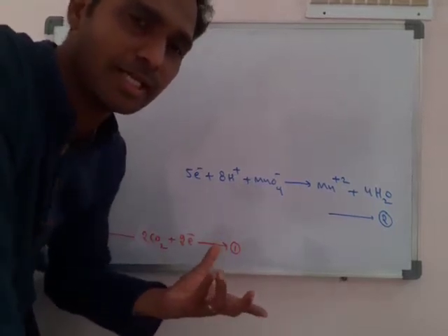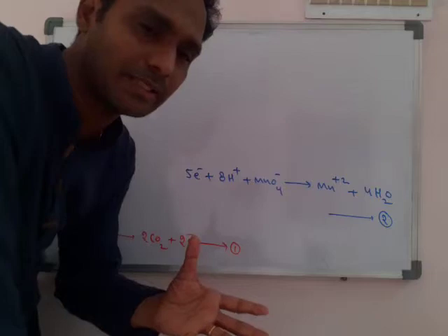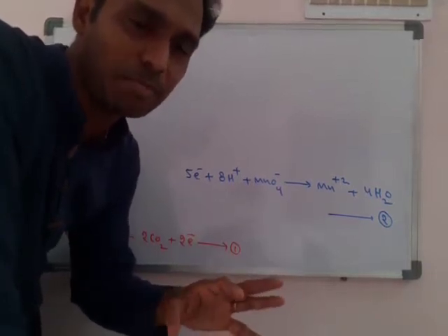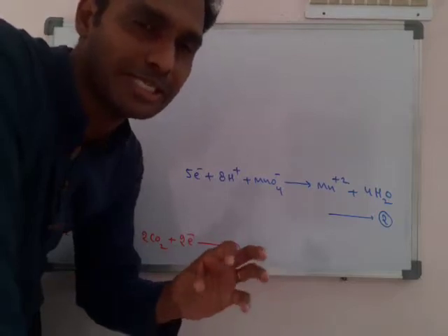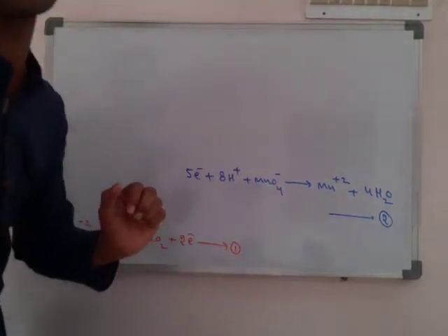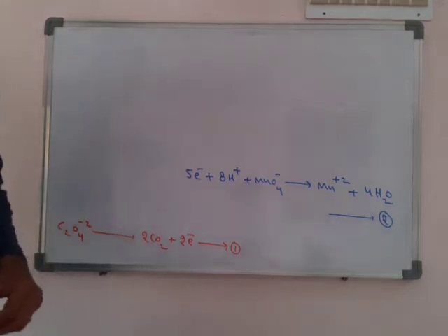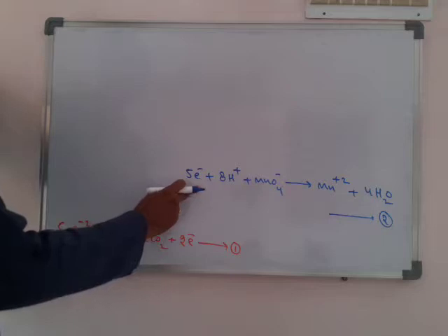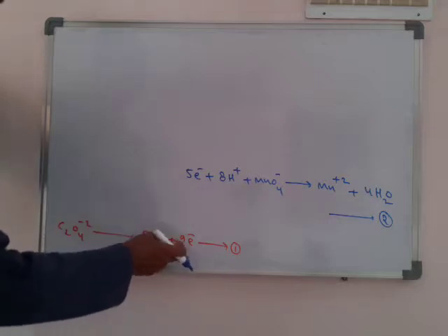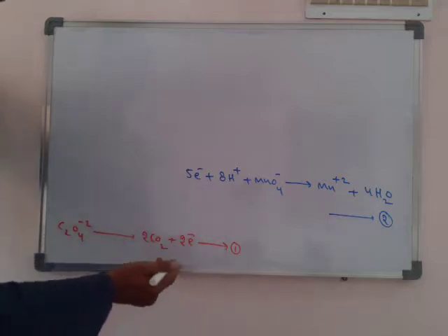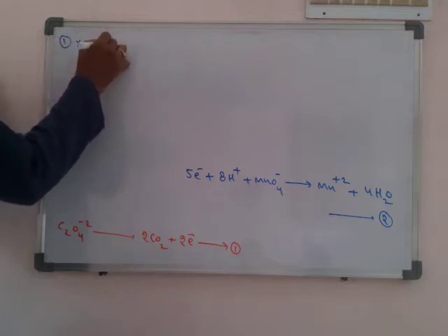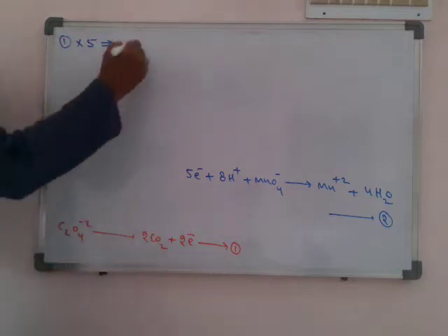So what is the technique, what is the method to cancel? Just multiply with a suitable integer. Multiply the equations with a suitable integer. Okay. So can you guess? This has 5 electrons, so if we multiply by 2 it becomes 10. This is 2, so if we multiply by 5 it becomes 10. No other choice. So let's multiply equation 1 by 5. Equation 1 with 5. So multiply the whole thing.